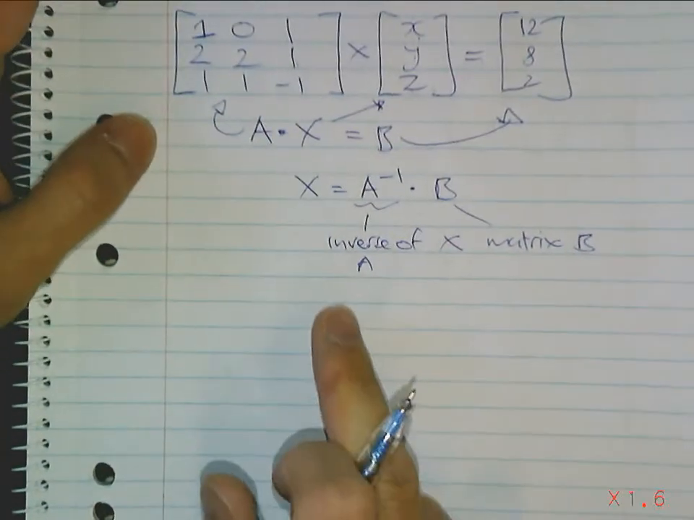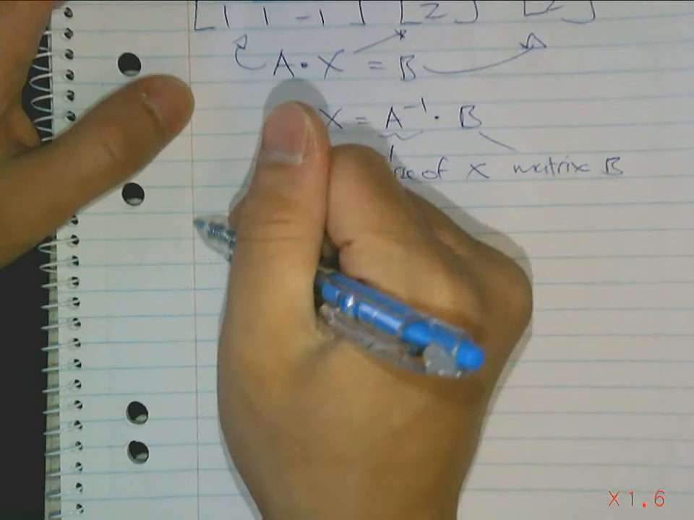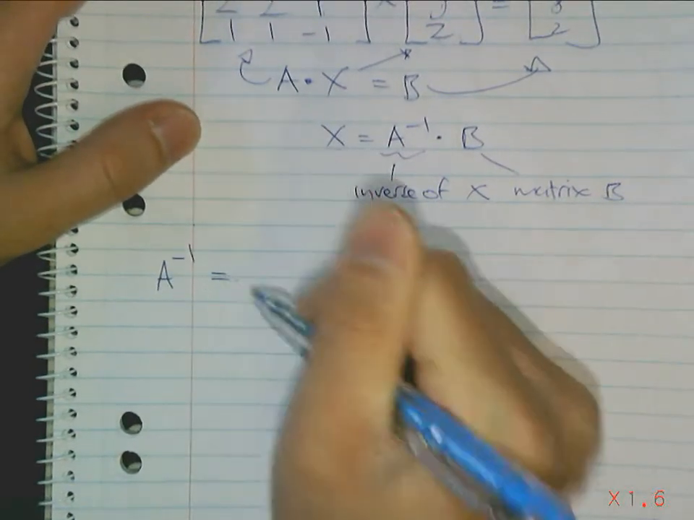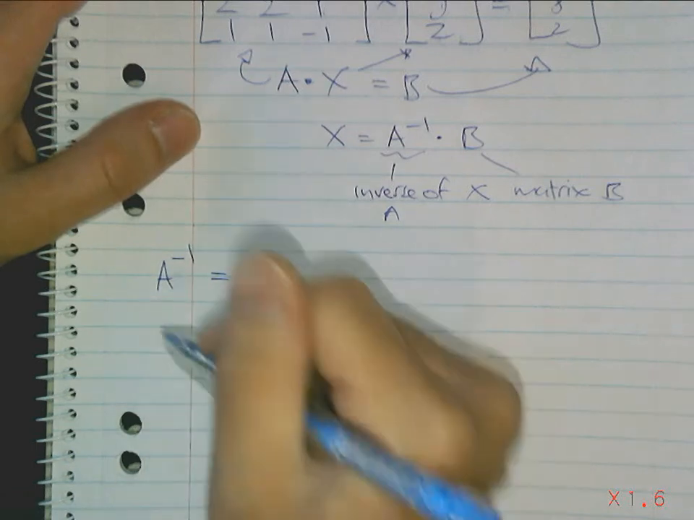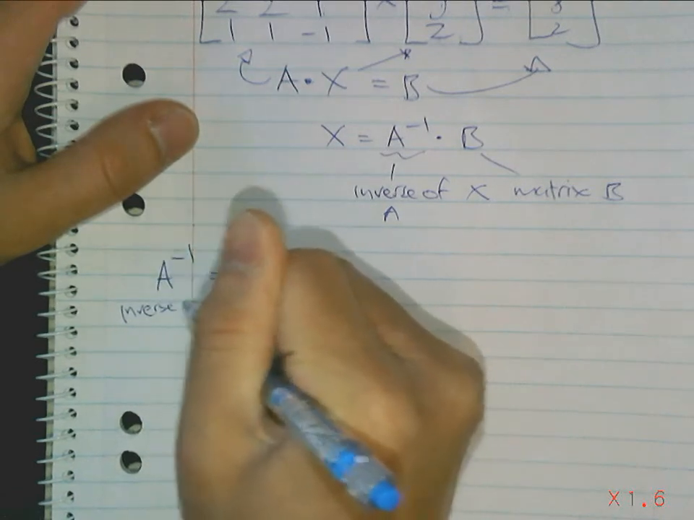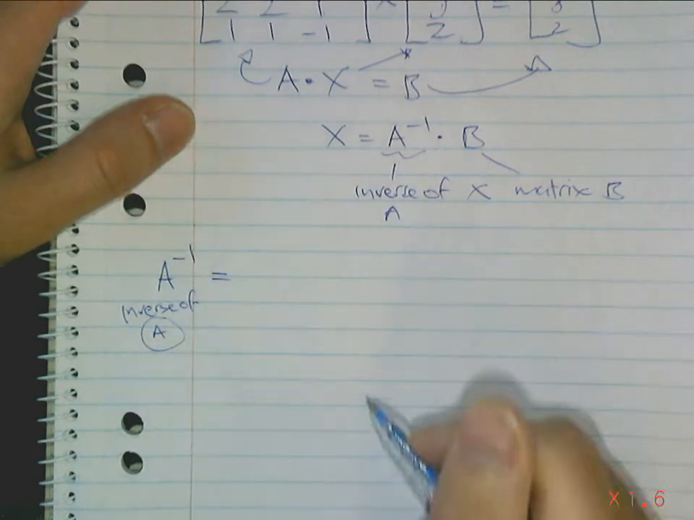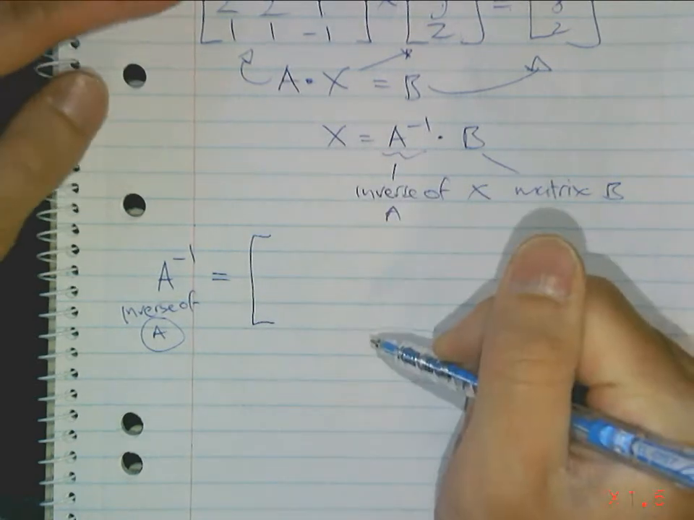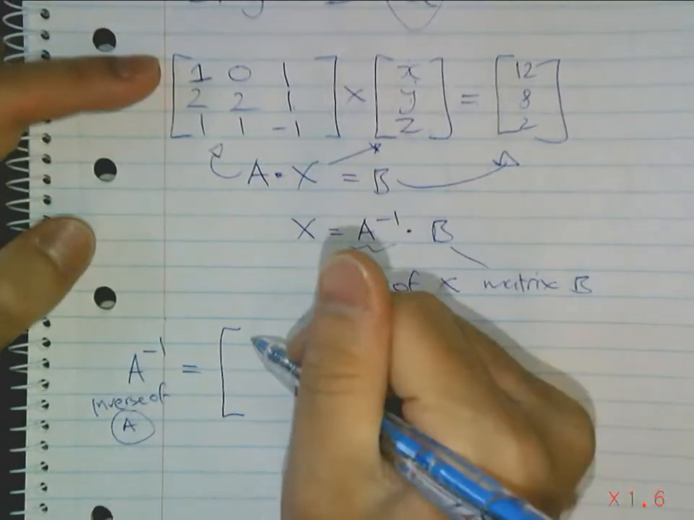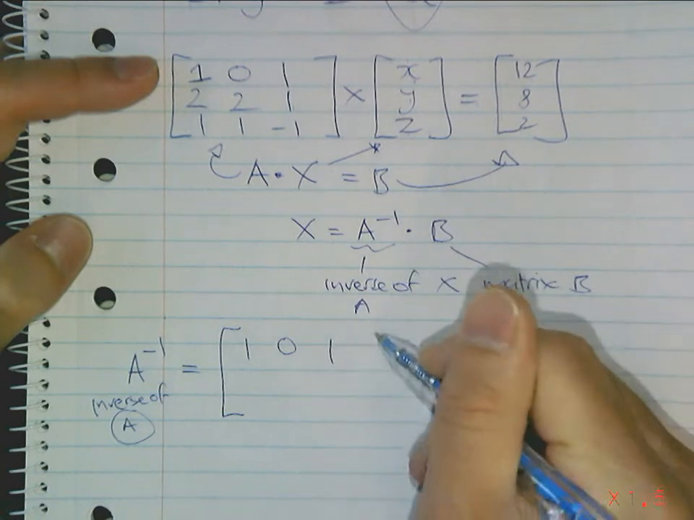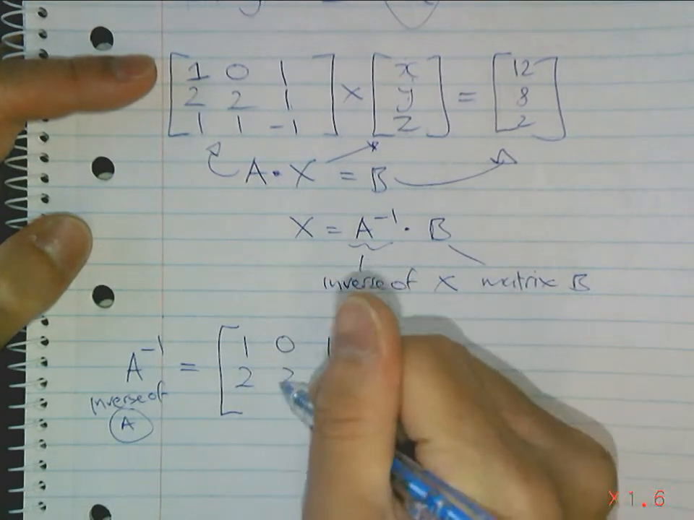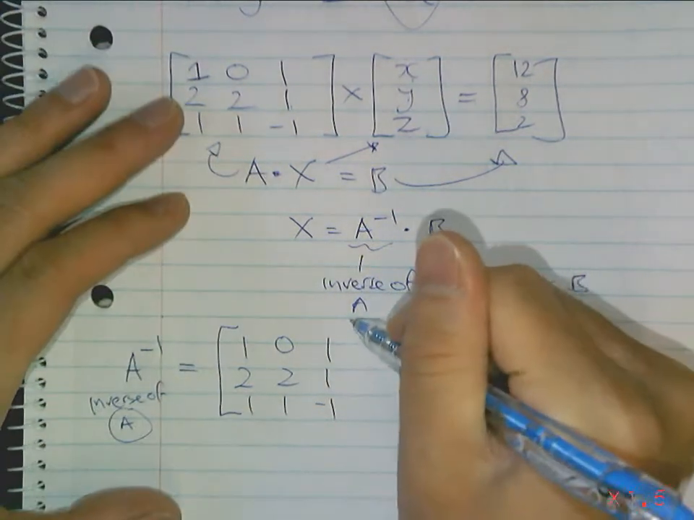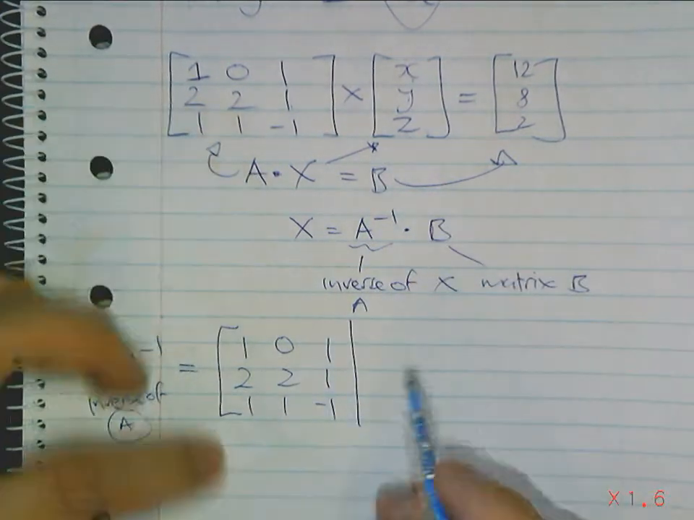So our first job is to find the inverse of A. I'm going to denote it as A to the power minus 1, just to say I'm finding the inverse of A. How do we do that? We're going to create the A matrix. We've got A already, so up here I'm just going to replicate it: 1, 0, 1. Don't write anything here because I have to do something else here. 2, 2, 1, 1, 1, negative 1. I'm going to augment matrix A. So this is me augmenting, joining it with its identity.